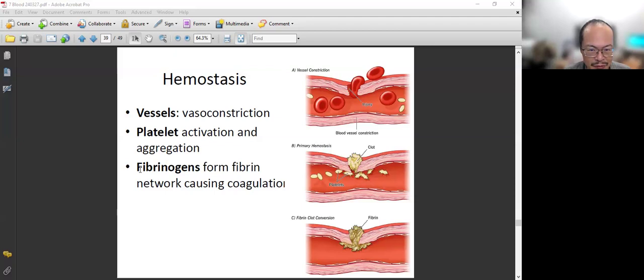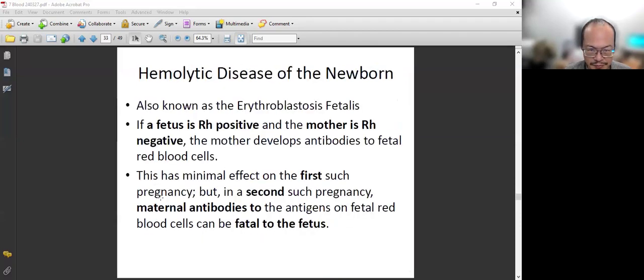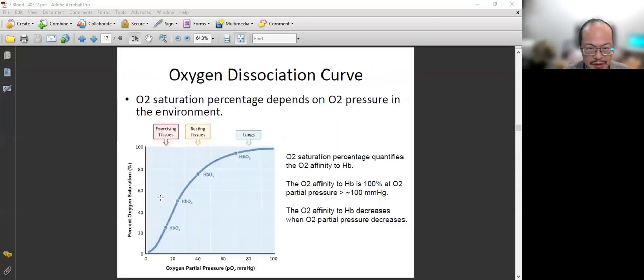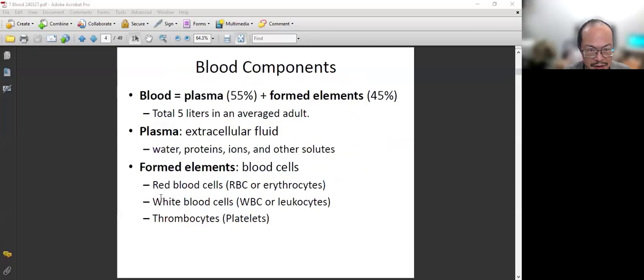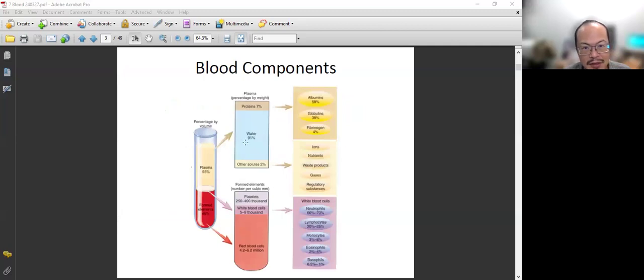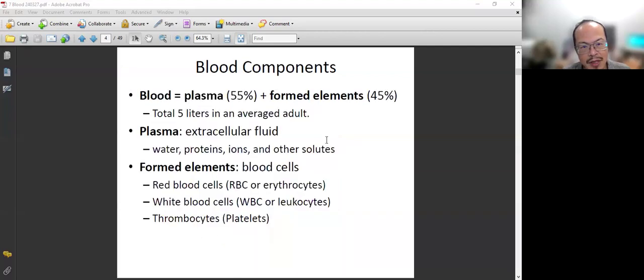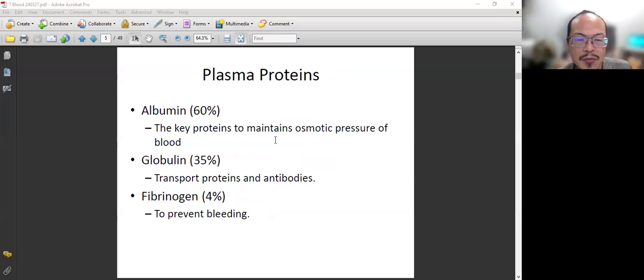Another one is fibrinogen. We talked about fibrinogen earlier. Let me show you here. These are the slides. Here is the blood in the very beginning, with the plasma fluid right here. In plasma, you have albumin, globulin, and fibrinogen. Yes, plasma proteins. It's not the most abundant, but it's a good amount.